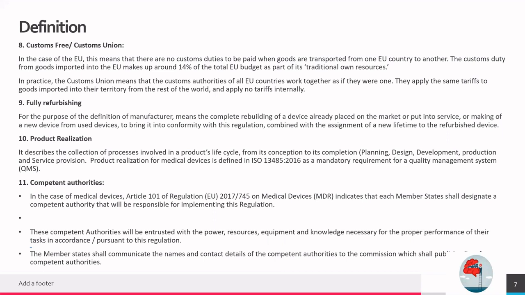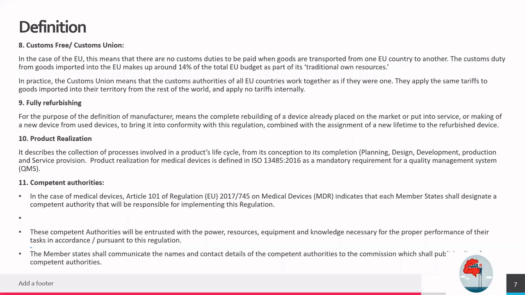Next, competent authorities. In the case of medical devices, Article 101 of Regulation 2017/745 MDR indicates that each member state shall designate a competent authority that will be responsible for implementation of the regulation. What are those? MDR or IVDR. The duty is that one member state will have one member of the competent authority representing that country. So they will make sure that all the MDR and IVDR regulations are in compliance.